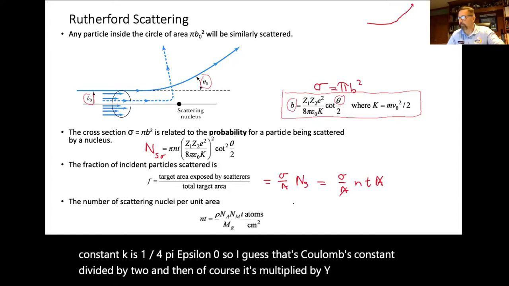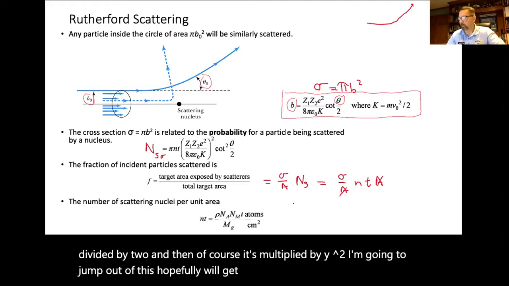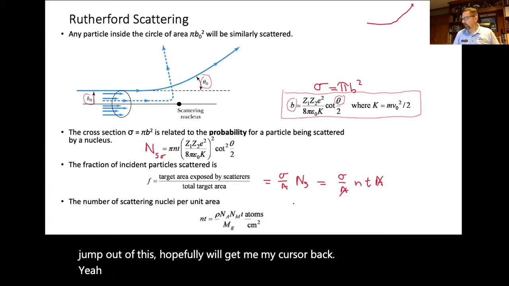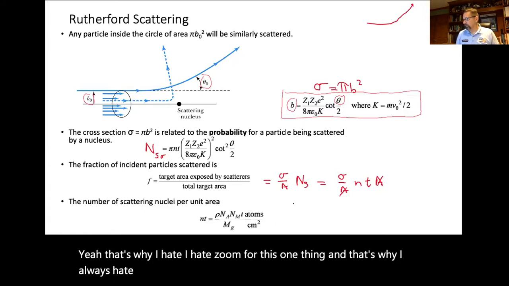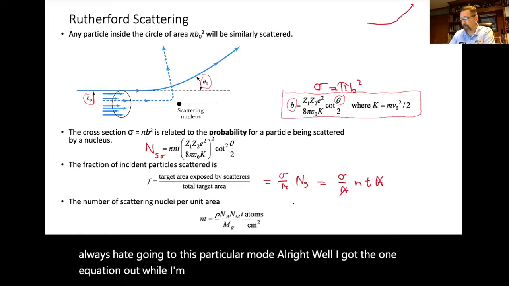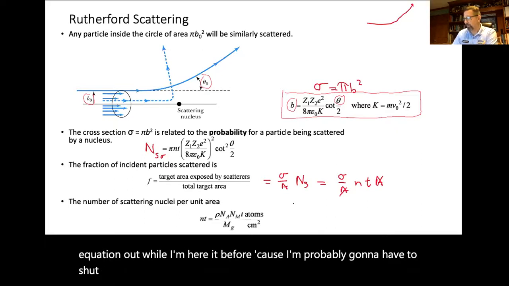I'm going to jump out of this. Hopefully, it'll get me my cursor back. Yeah, that's why I hate Zoom for this one thing, and that's why I always hate going to this particular mode. All right, well, I got the one equation out while I'm here before, because I'm probably going to have to shut down PowerPoint completely.